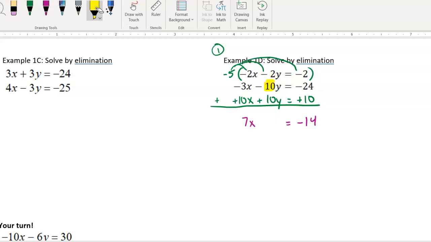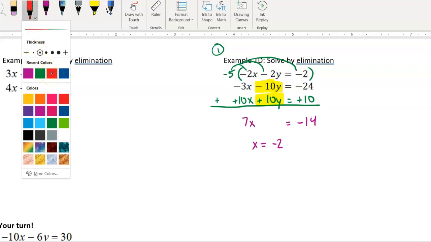So by multiplying that first equation by negative 5, the y's are the same, the 10s are the same, but the signs are opposite, a negative and a positive. So you always want that, where one's negative and one's positive. All right, so let's finish this out. We're going to divide both sides by 7 now to get my answer for x. X equals negative 2.